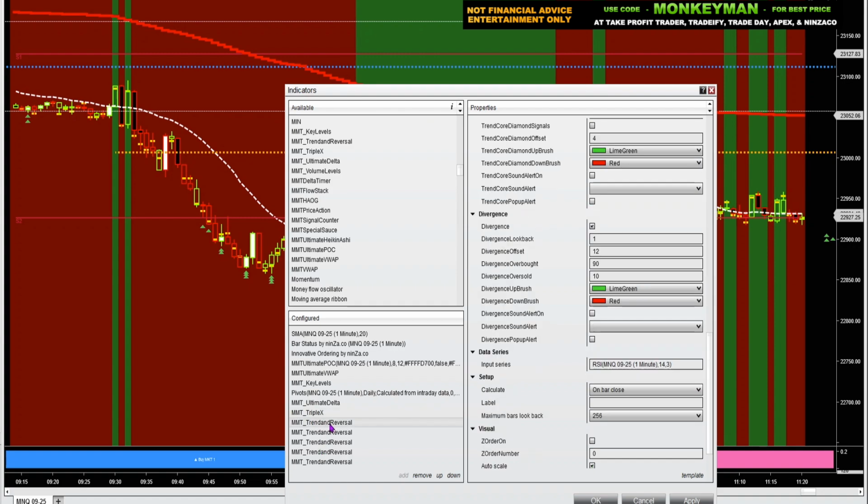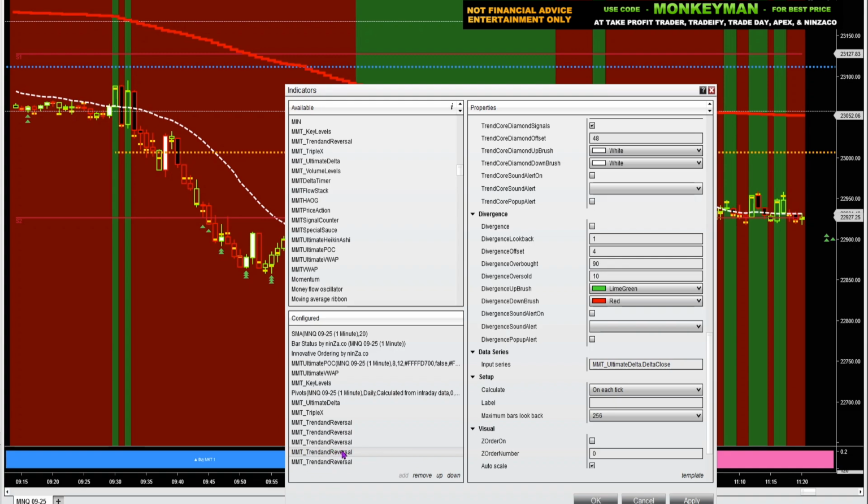Then I've got 5 instances of the trend and reversal. 3 of them are for divergences. So I've just got the divergence activated. It's the same settings for all 3. Overbought 90, oversold 10, look back of 1. And I've just got different offsets for each. The first one is an input series of the RSI. The second one is the Chaikin oscillator. The third one is the DMI.